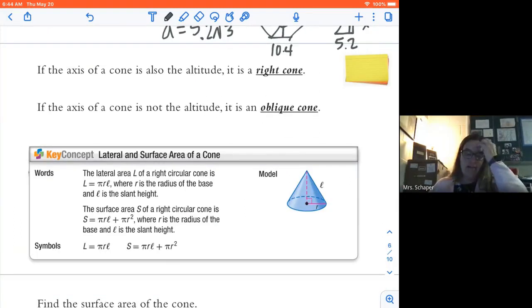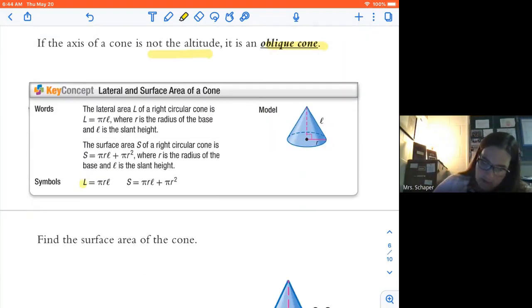Okay, here we go. The axis of the cone is the altitude if it's a right cone. The axis is not the altitude if it's oblique, and oblique means it leans. A right cone is straight up and down, right? The oblique leans. To find the lateral and surface area of a cone, we will have these formulas for you. You need to know how to interpret them, what every letter means and so on. The lateral area is pi r times the lateral, the slant height, right here. And then the surface area is the lateral area plus the area of the base.